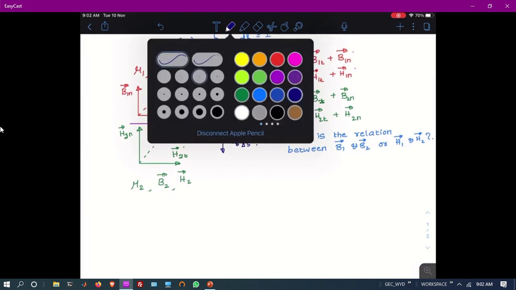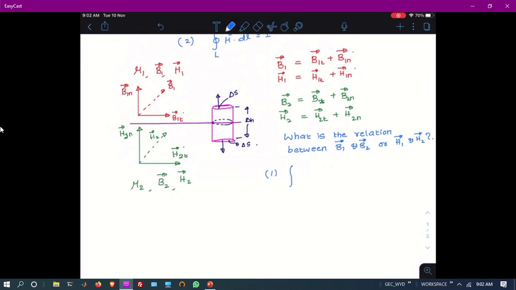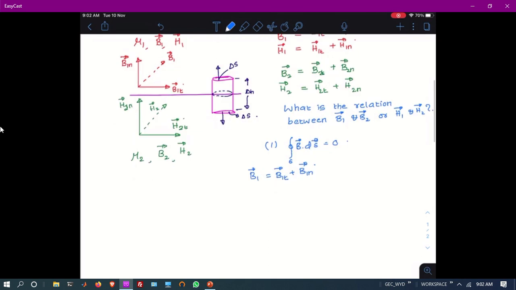So here we are going to make use of the first equation, which says integral B dot ds is equal to 0. So B in the first medium, B1, is equal to B1t plus B1n. Now ds is basically our surface area, which is delta s, and so I can write B dot ds is B1t plus B1n dot delta s.